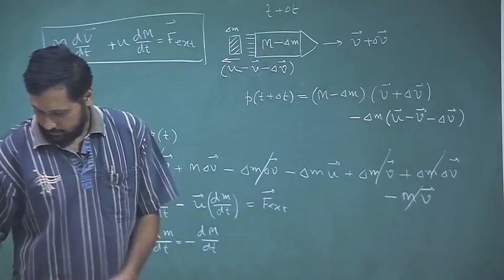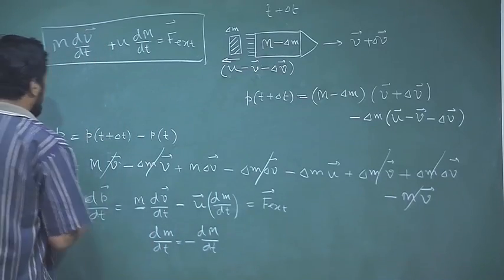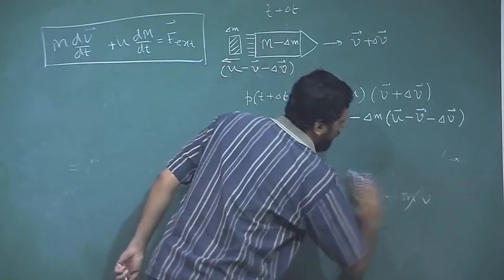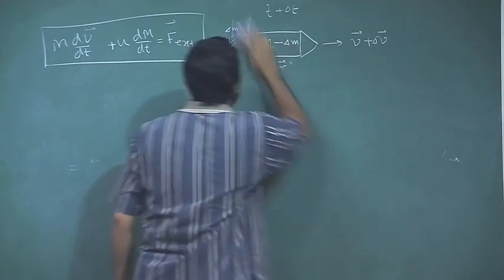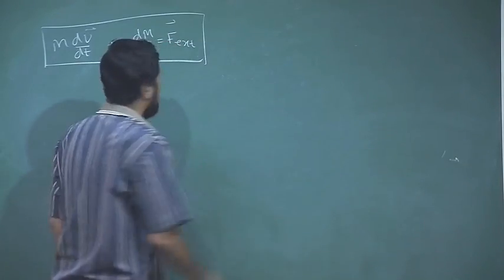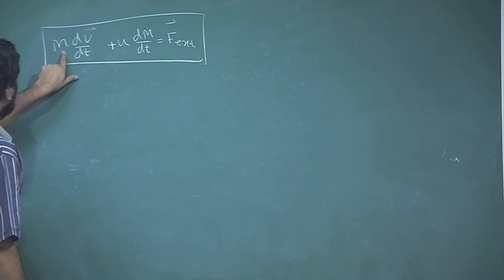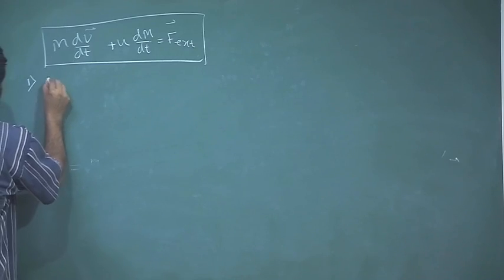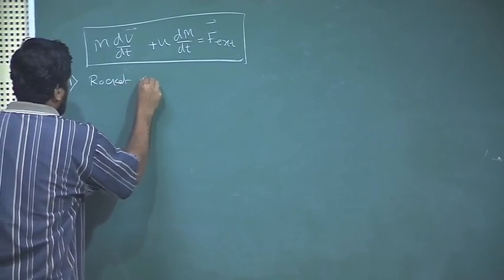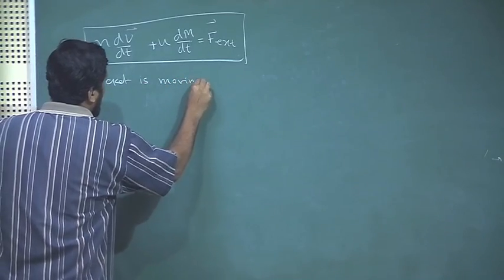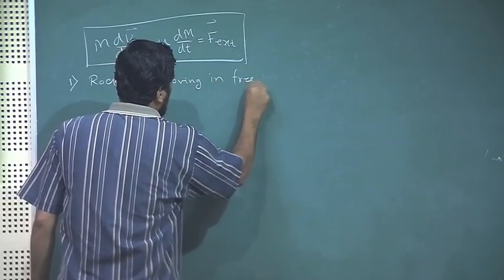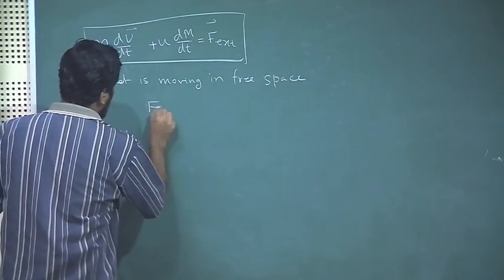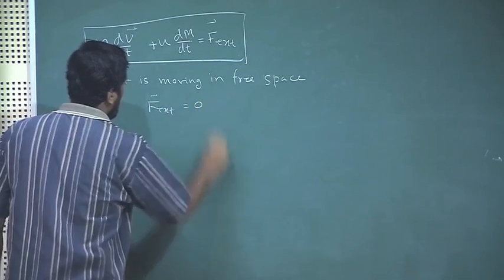Okay. So, we write this rocket equation here, and now it is time to start working on this particular equation. So, we have m dv/dt plus u dm/dt equal to F external. Now, let us first consider a situation where the rocket is moving in free space. Okay. So, in that case, immediately we see that F external equal to 0.